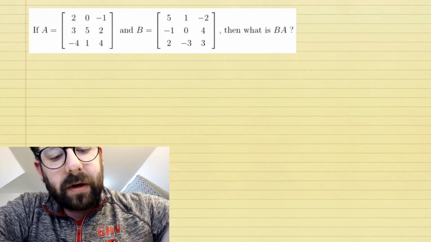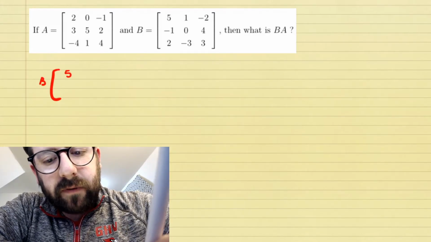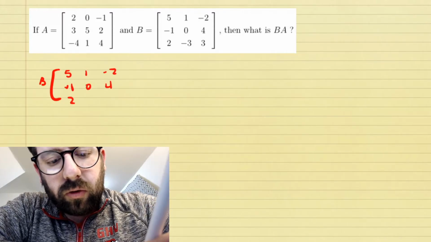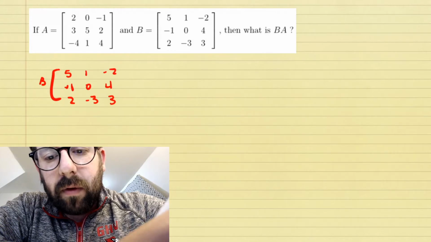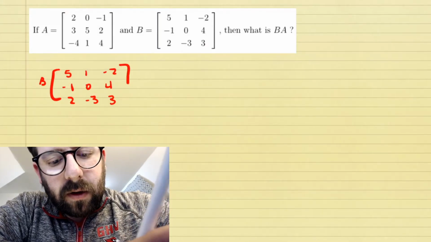Same thing again. We have two matrices. We have a 3 by 3. So I'm going to write B first. So that's 5, 1, -2, -1, 0, 4, 2, -3, 3. That negative sign was really bad. All right. There's matrix B.